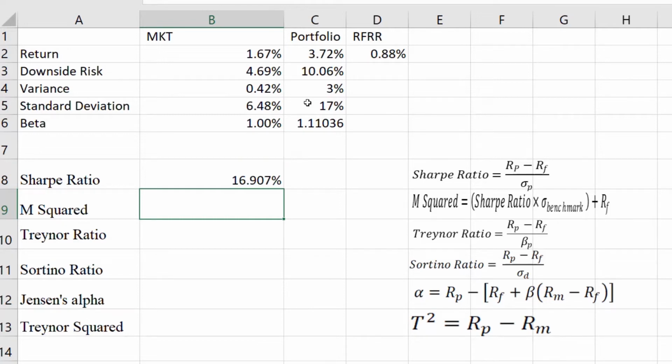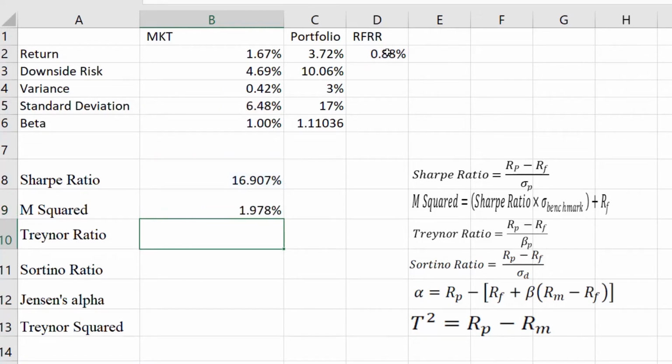The second calculation is M squared, and M squared is equal to Sharpe ratio into benchmark rate of return. I am using the market return as a benchmark, and the benchmark standard deviation is 6.48% plus risk-free rate of return.